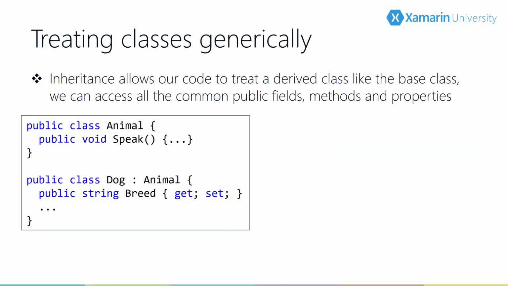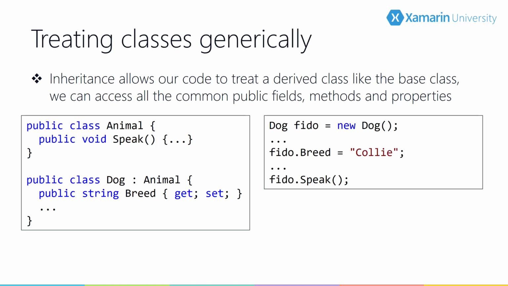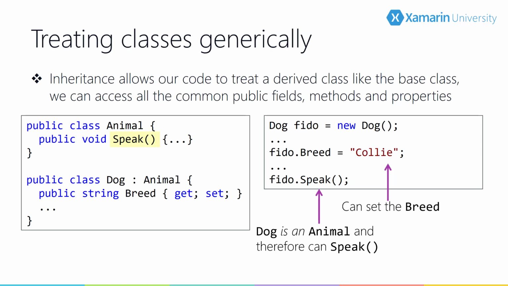Now here we have a class animal, and it has a speak method. Dog inherits from animal, so that means dog inherits that speak method as well. Dog also defines its own property called breed. If I make a new instance of dog called Fido, I can use the breed property. I can also use the speak method because the speak method came from animal. And this works because a dog is an animal, therefore it can speak.